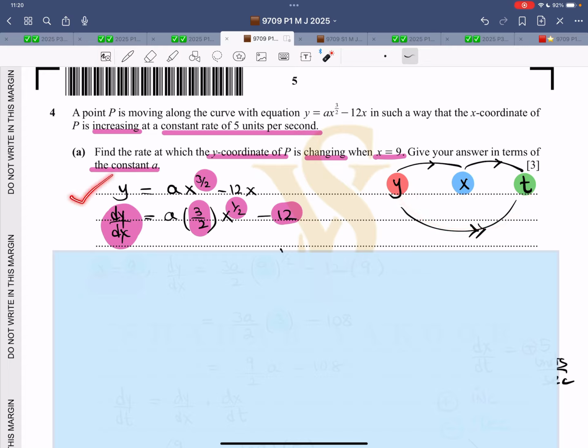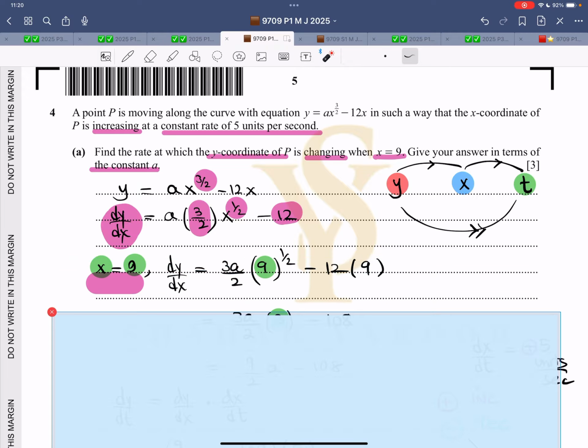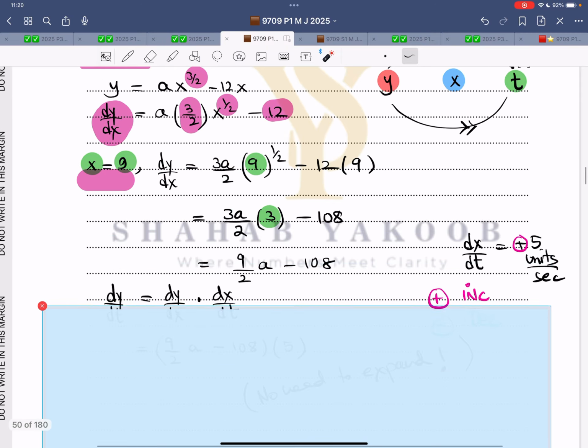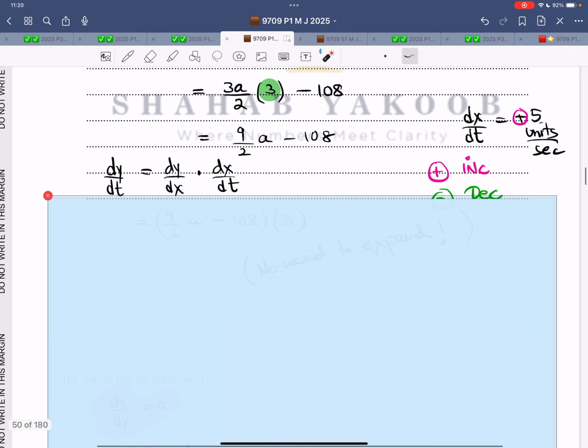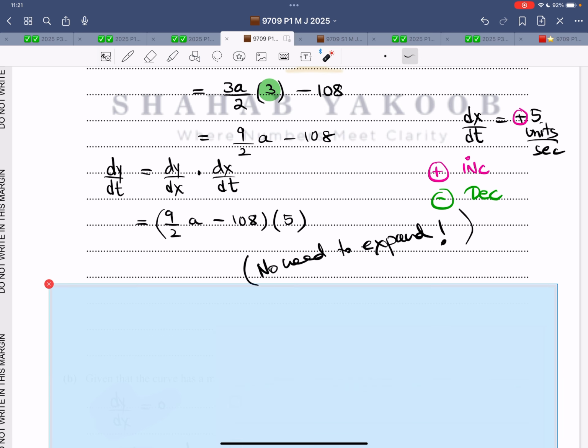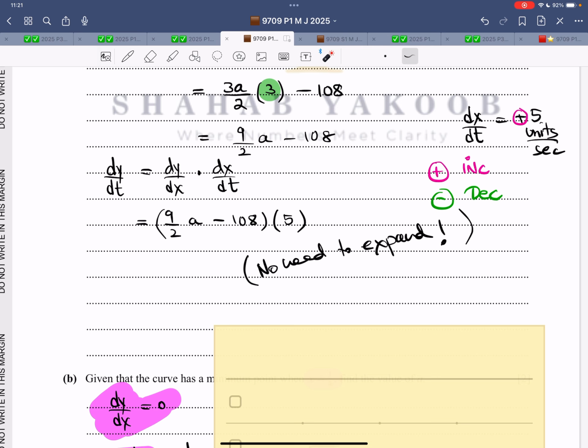So first of all, you differentiate. Of course, it will be in terms of x. The second thing is that you plug in the value of x equals 9, simplify as much as possible, and this is what you're getting. dx by dt is 5 units per second. And then you apply this thing. And no need to expand, just leave it as it is. Okay, so that is all good. Increasing, positive sign, decreasing, negative sign.